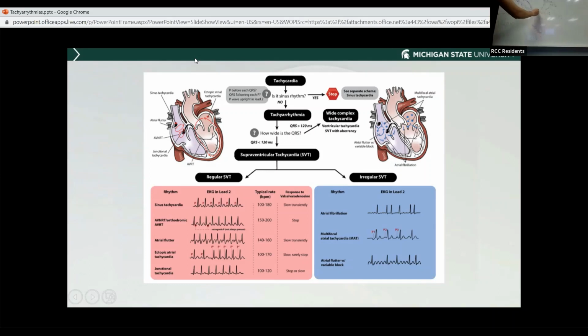So AVRT or AVNRT, if I give them any AV blocking agent or AV blocking maneuver, I restart the circuit, so I will stop this arrhythmia. In comparison with the other arrhythmias, where I will just delay it, but the foci are still up there firing, so it will not stop. So this is regular narrow complex tachycardia.